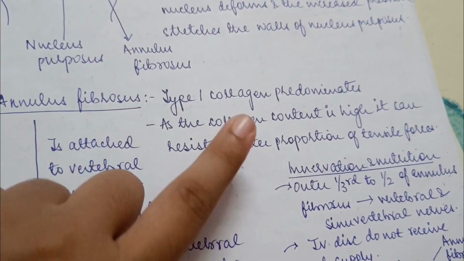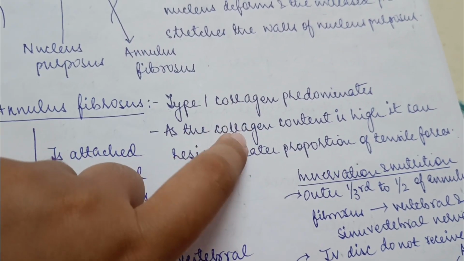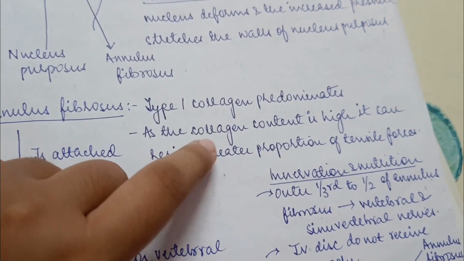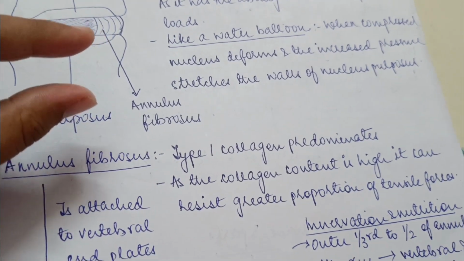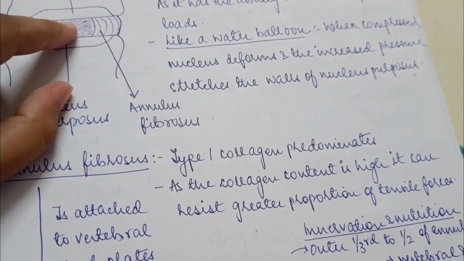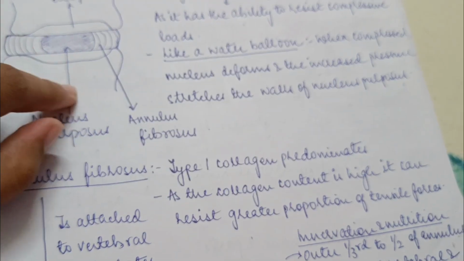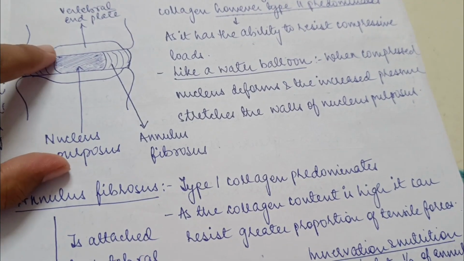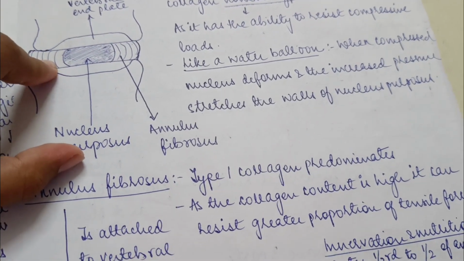So in annulus fibrosus, type 1 collagen is more. Why do we require more type 1 collagen? Because this resists a greater portion of tensile forces. The nucleus pulposus was giving more of a jelly-like feel. Now that jelly does not move out whenever it gets compressed, and it does not move out immediately. What is that resisted by? It is resisted by your annulus fibrosus, and annulus fibrosus has more type 1 collagen.